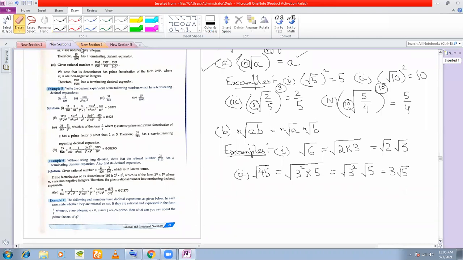Okay, so these are very important observations. You'll be using these in the sums. So remember these observations. Next is say cube root of 32.